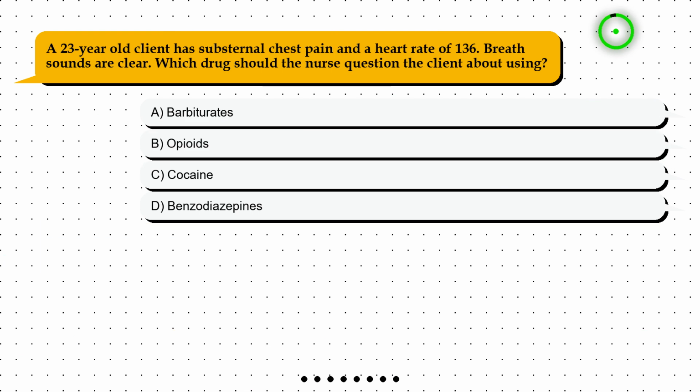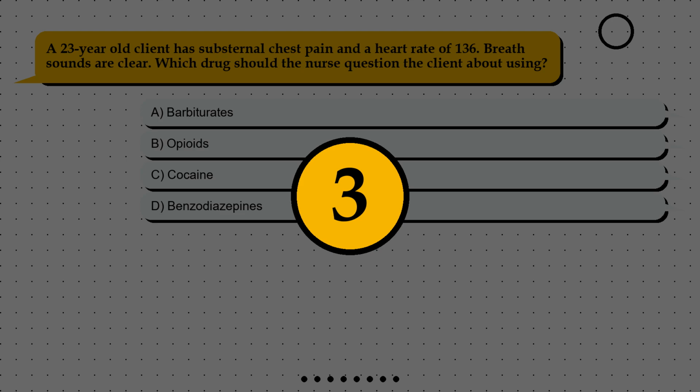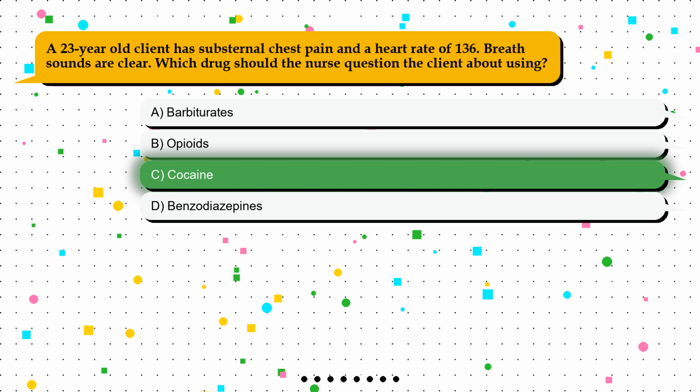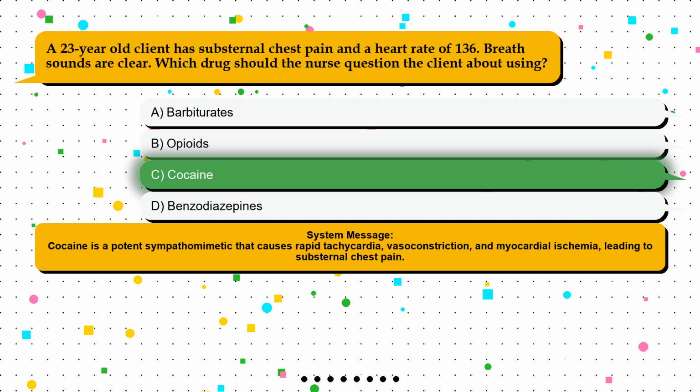Question 4. A 23-year-old client has substernal chest pain and a heart rate of 136. Breath sounds are clear. Which drug should the nurse question the client about using? Option A, barbiturates. Option B, opioids. Option C, cocaine. Option D, benzodiazepines. The correct answer is option C, cocaine. Cocaine is a potent sympathomimetic that causes rapid tachycardia, vasoconstriction, and myocardial ischemia, leading to substernal chest pain.